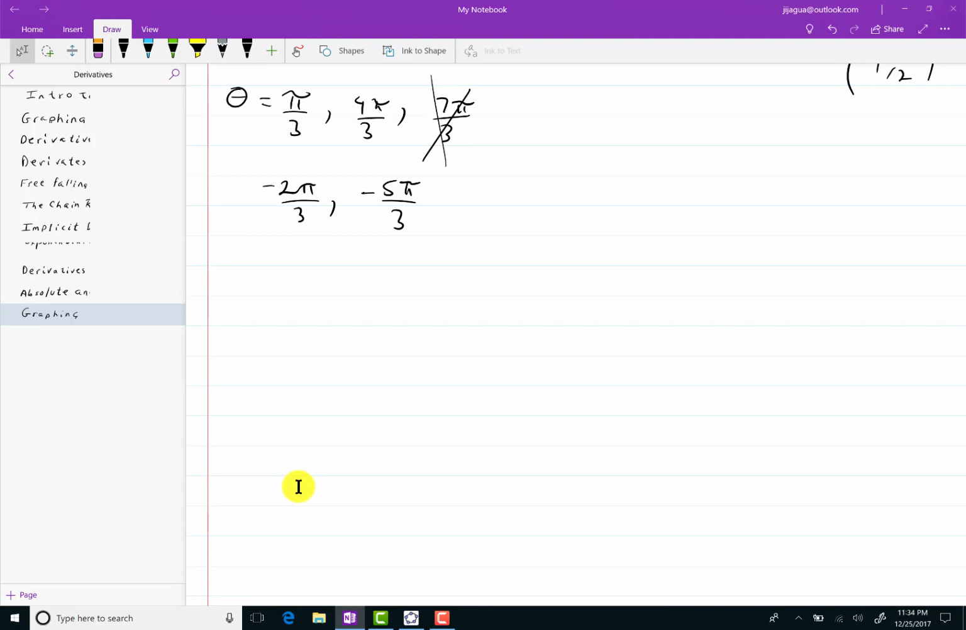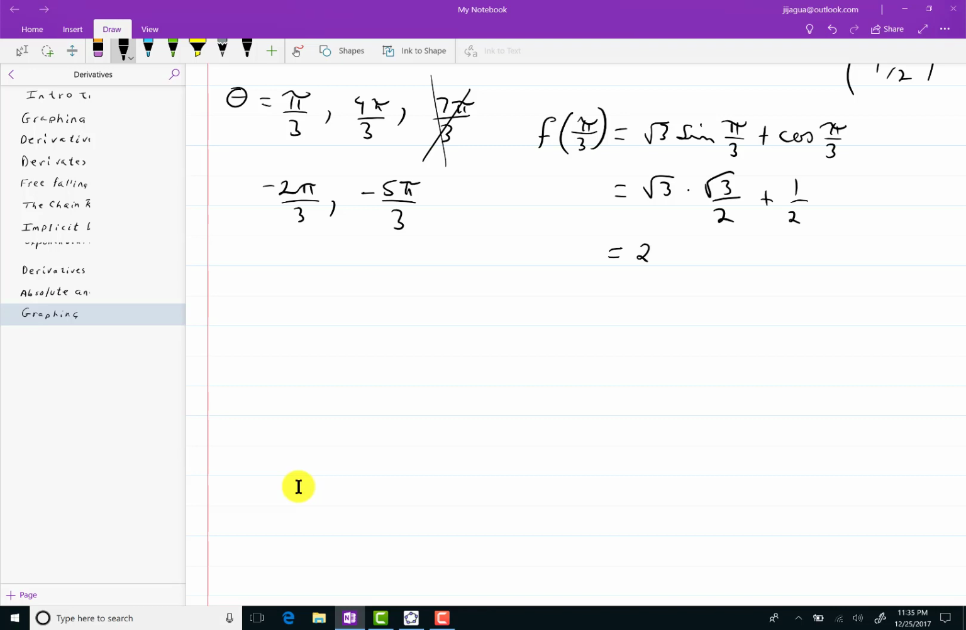So f of pi over 3 equals radical 3 sine pi over 3 plus cosine pi over 3. Radical 3 times sine of pi over 3 is radical 3 over 2, and cosine of pi over 3 is 1/2. So it looks like I get 3/2 plus 1/2, so it looks like I get 2.